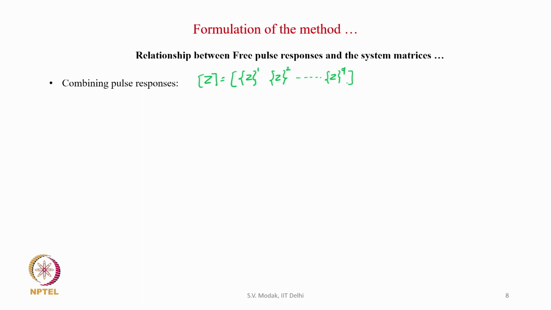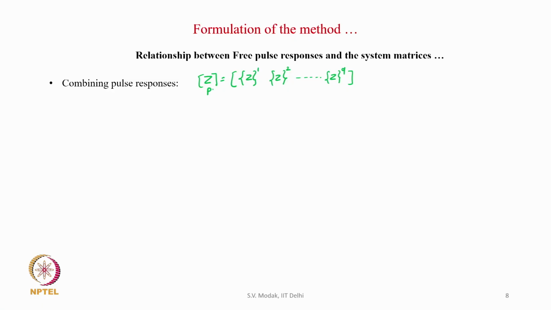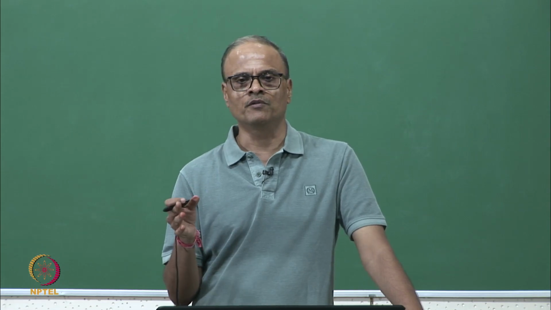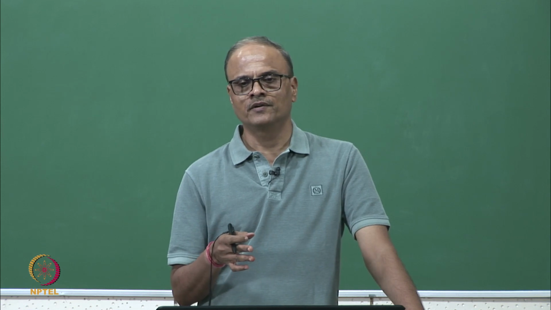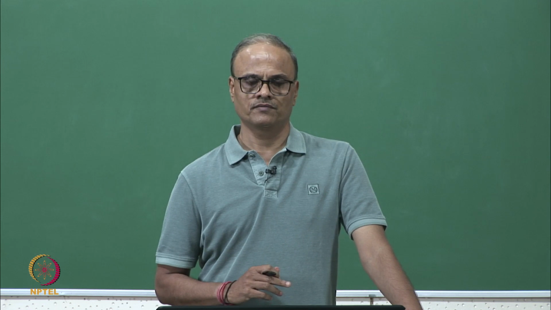So, you can see there are such Q columns, and because the responses are measured at the p number of outputs, the number of rows in this matrix would be p. Therefore, this matrix will be of size p by q. So, it is a matrix of free pulse responses. And then what we can do? We can substitute the expression for the free pulse response Z, corresponding to a particular input location, into this matrix, and then which basically leads to this result.